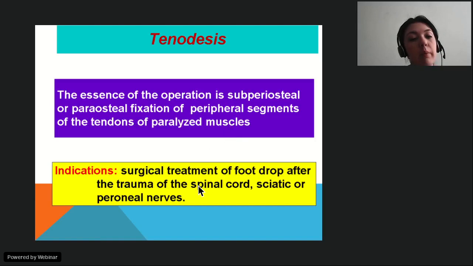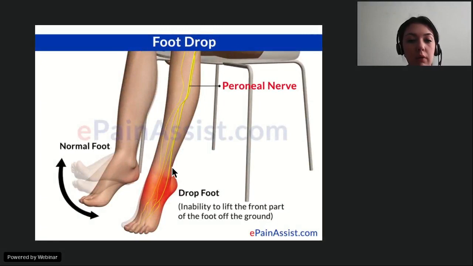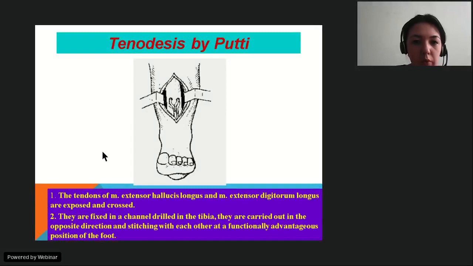For example, it is indicated in surgical treatment of foot drop after trauma of the spinal cord, sciatic, or peroneal nerves. Look, for example, there is a foot drop. There was an injury of the peroneal nerve, and we tried many things, but we can do nothing to restore the function of the nerve. In this case, just to improve the quality of life of the patient, we need to extend the muscles to fix the foot in an extension position. Yes? So that's how, for example, we do it.